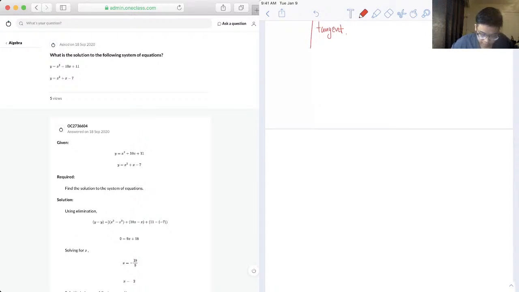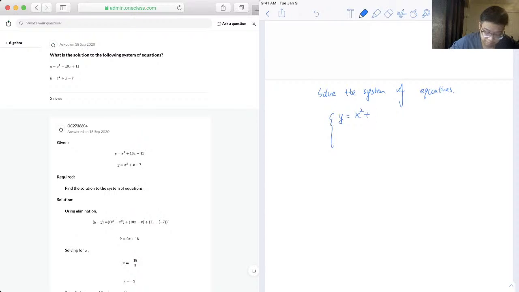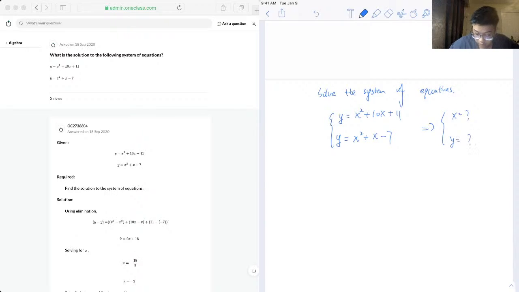So coming up, we have our next question. We need to solve the system of equations. So we have y is equal to x squared plus 10x plus 11, and y is equal to x squared plus x minus 7. Okay. And we want to find what x and y are.